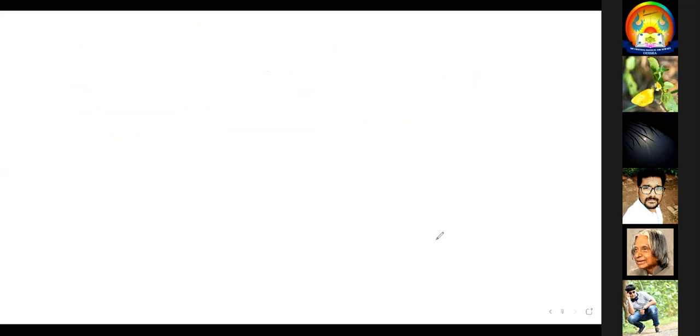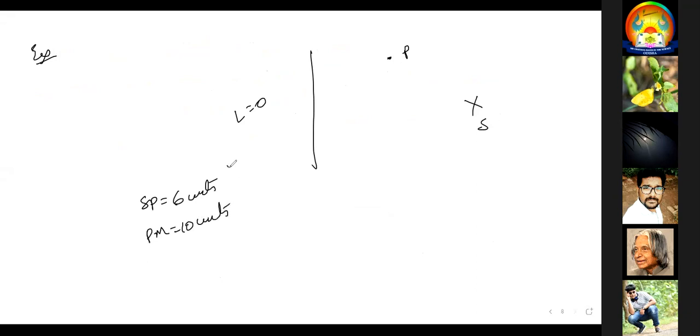Now, please anyone respond to my question. S is a fixed point, and L equal to 0 is a fixed line. I am taking the point P such that SP is equal to 6 units and PM is equal to 10 units. According to this, what figure will it form? Sir, ellipse. Why so? Sir, because PM is greater than SP.